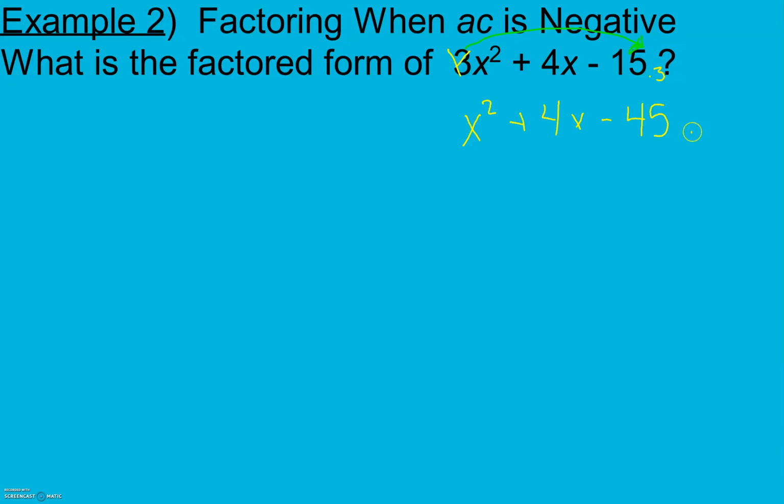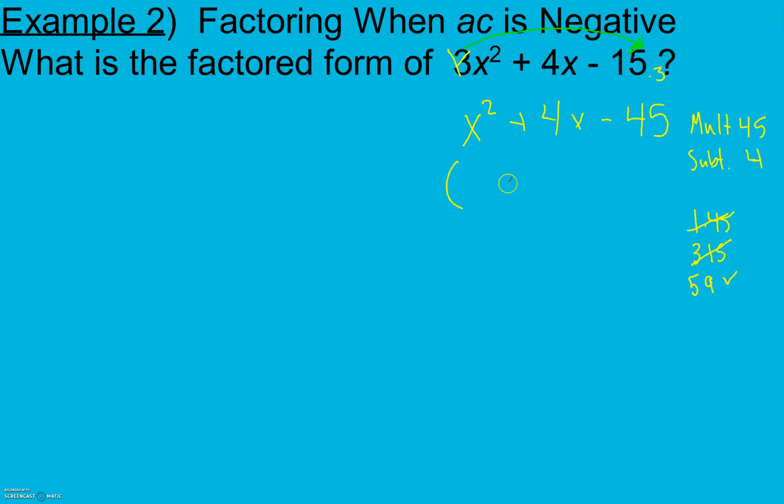Now we're going to multiply to 45 and subtract to 4. My options here: 1 and 45, that doesn't work. 2 doesn't go into 45. 3 and 15 does not subtract to 11. 4 doesn't work. 5 and 9, and that does subtract to 11.